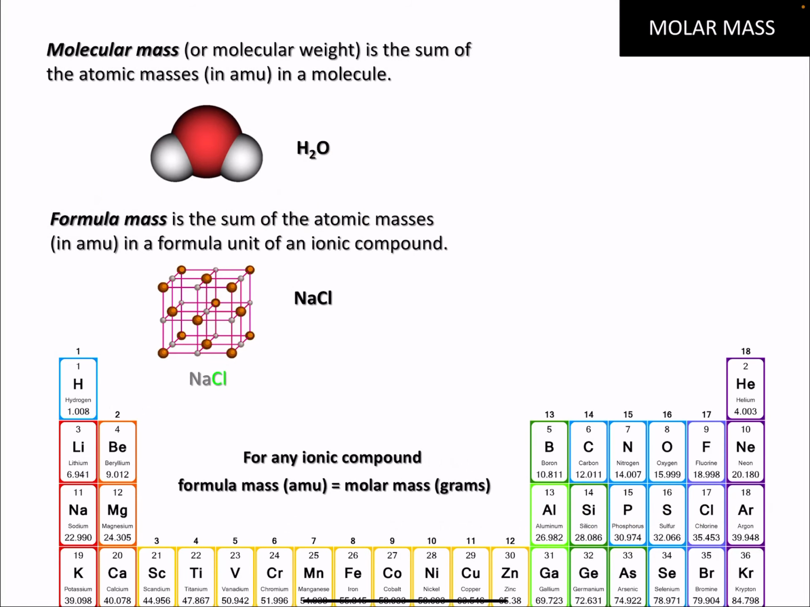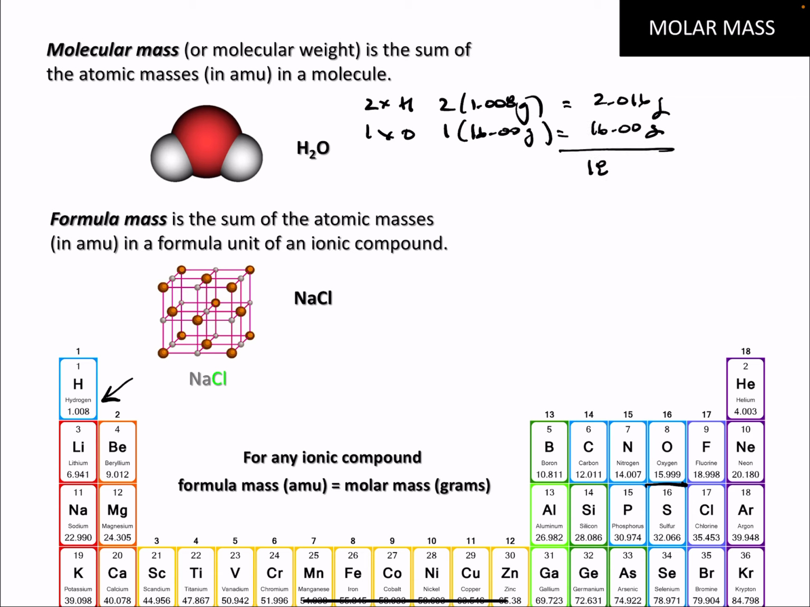We can calculate the molecular mass of molecules. It's the sum of the atomic masses. So how do we do this for water? We have 2 hydrogen atoms, and each of those weighs 1.008 grams from the periodic table, and 1 oxygen atom, so 1 times 16.00 grams is what we'll use. We'll round it to 2 decimal places. So this is going to be 2.016 grams, and this will be 16.00 grams. Add that up and we get 18.02 grams per mole.